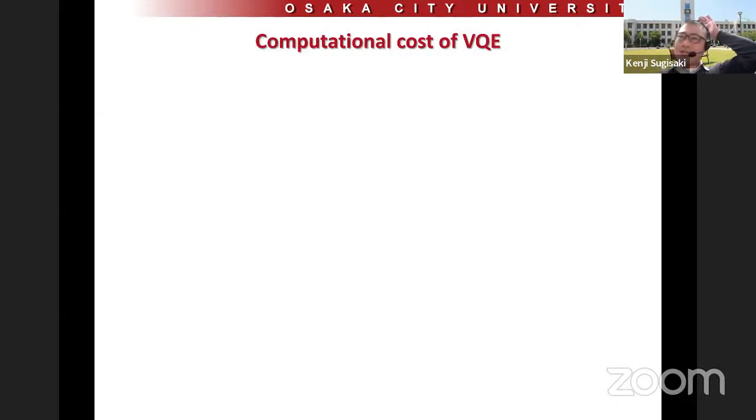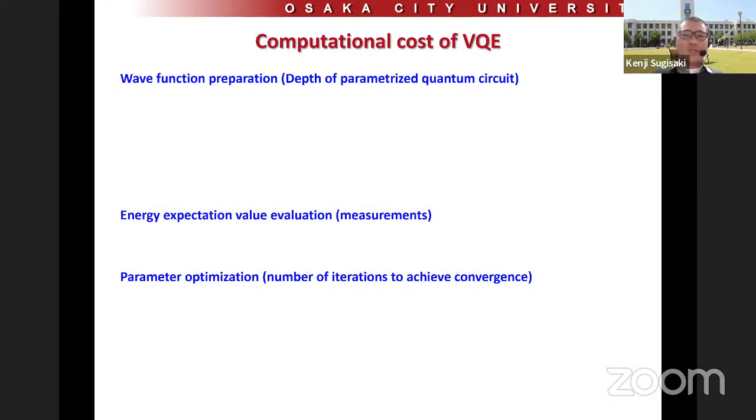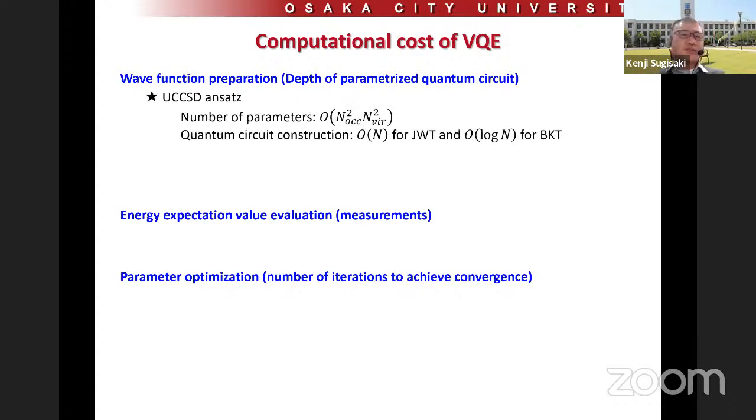So let us think about the computational cost of VQE. VQE consists of basically 3 steps: wave function preparation, expectation value calculation, and parameter optimization. For wave function preparation, if we use the unitary coupled cluster ansatz, for example, the number of parameters will affect the depth of the parametrized circuit. The number of parameters is something like this.